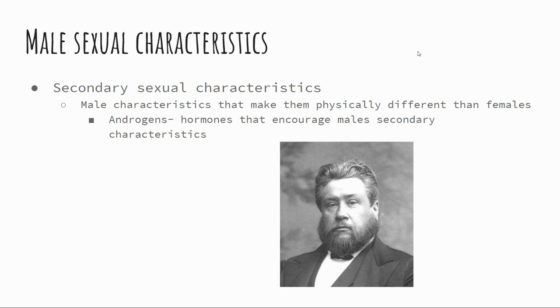Secondary male characteristics are characteristics that make the male physically different from the female. And androgens are hormones that encourage males' secondary characteristics, like more body hair. We typically see more body hair on males than we do females. There's other things we can go through in different types of animals and different traits, but those androgens are really what makes a male a male.